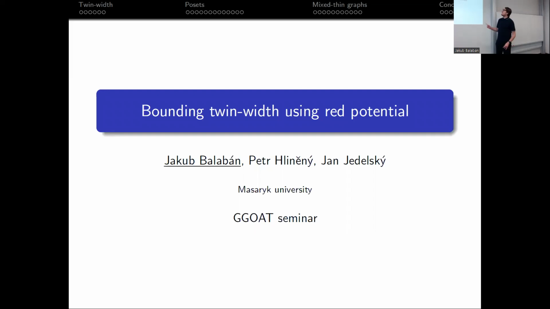As was said, I will talk about twinwidth, more specifically about methods which we use to bound twinwidth of various graph classes, and the method is called the red potential method.